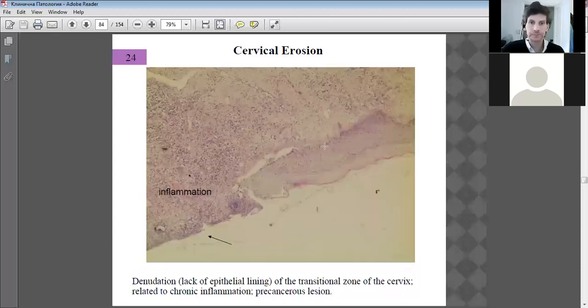The example here is cervix, cervical erosion. Inflammation is a consequence of infection.